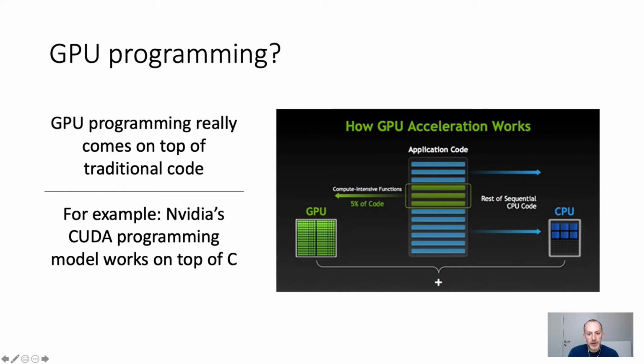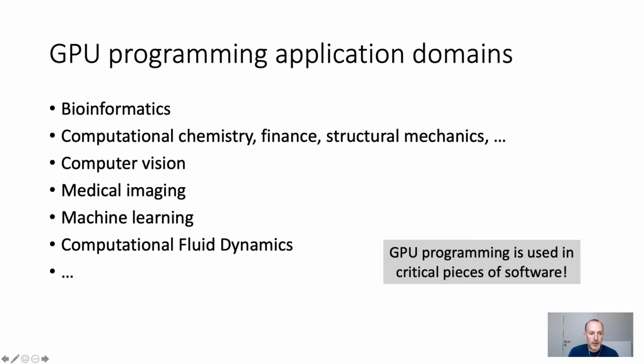As the graphic shows, this GPU code often only consists of 5% or maybe less of the total code, but nevertheless, it is very important code, also if you look at the application domains of GPU programming. That can be bioinformatics, computational chemistry, finance, structural mechanics, computer vision, machine learning, or maybe computational fluid dynamics. I think this list shows that GPU programming is used in many pieces of critical software, and that's also why testing the GPU programming should require additional attention.